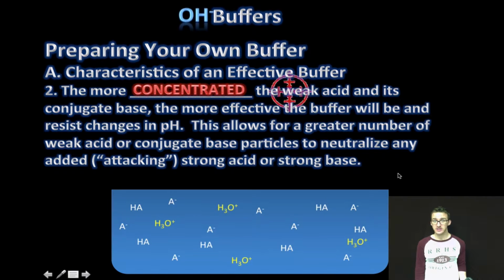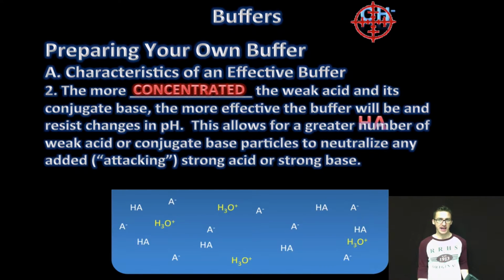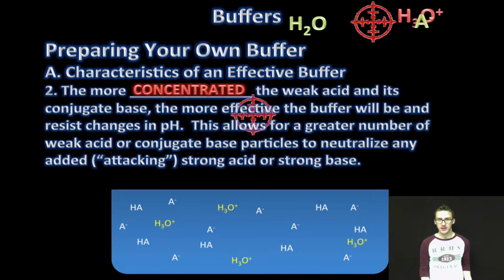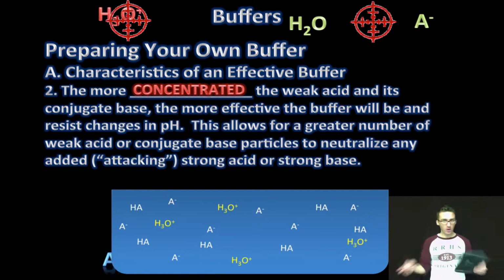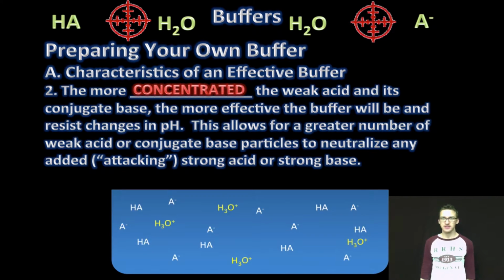Next, recognize that the more concentrated the weak acid and its conjugate base are, the more effective the buffer will be. Because that way you can add more and more strong acid and strong base, and it'll be able to resist the change in pH because there's so much of weak acid and conjugate base in solution.